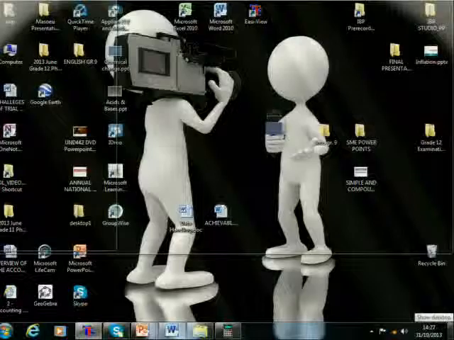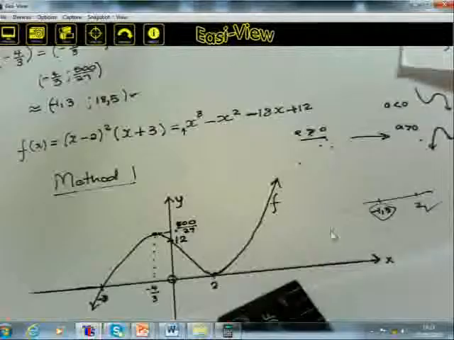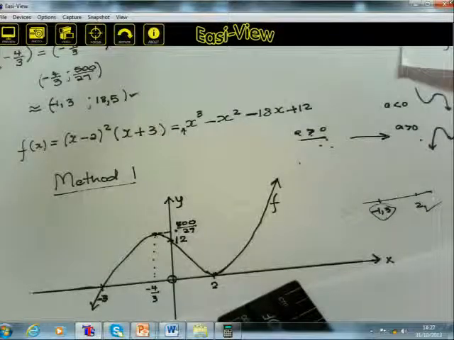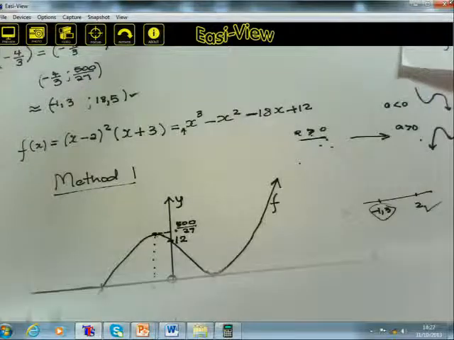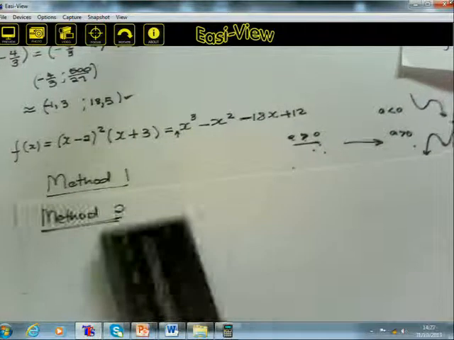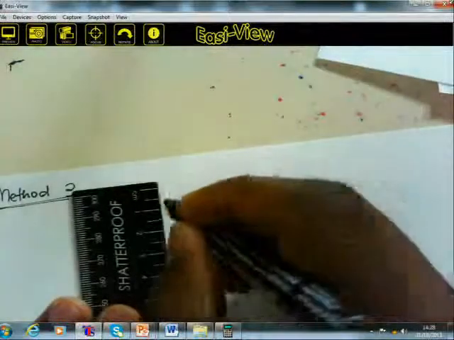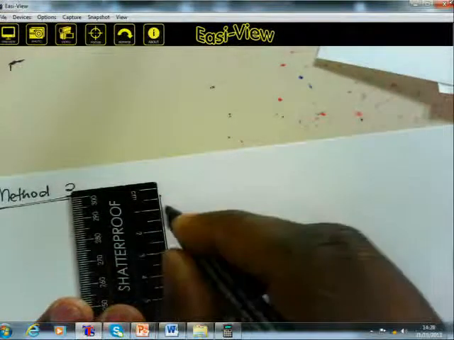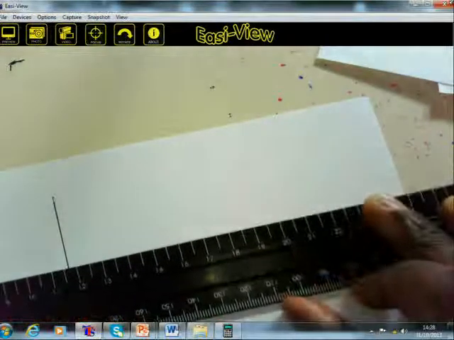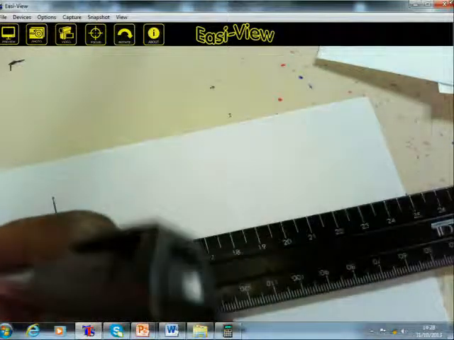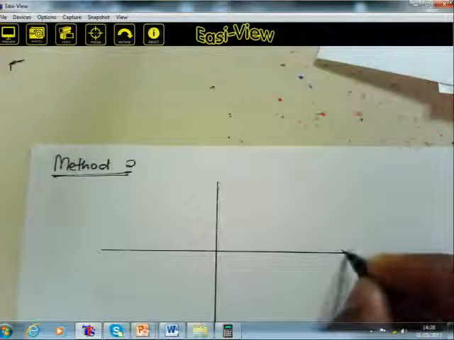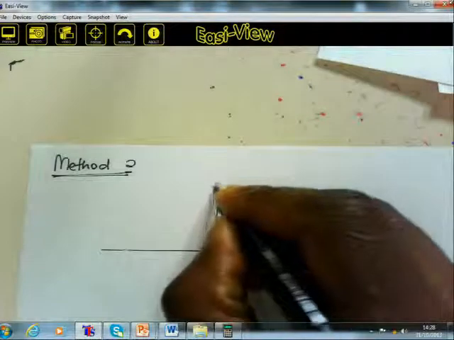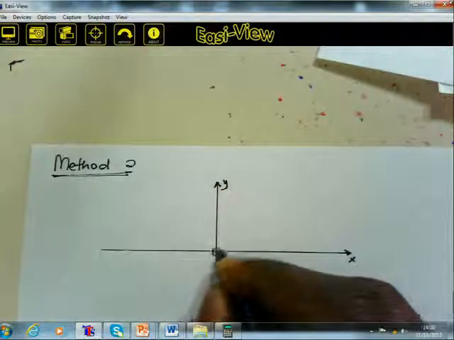In method 2, you can draw your axis first. Draw your axis accurately, the y-axis as well as your x-axis, and then from there, this is x and y. Please ensure that you label them. This is 0 here, okay?